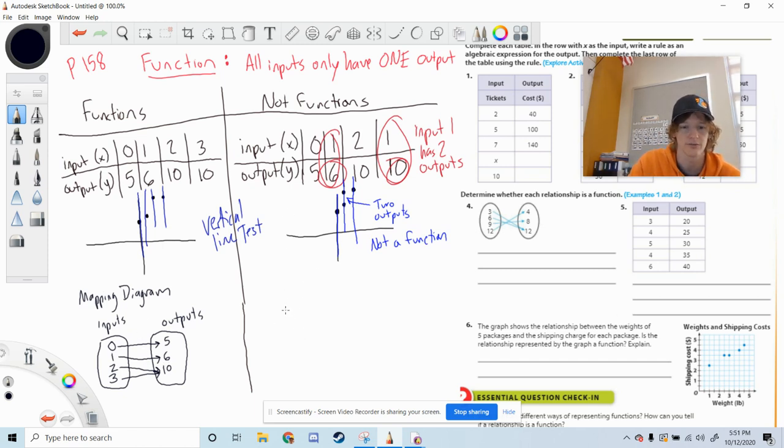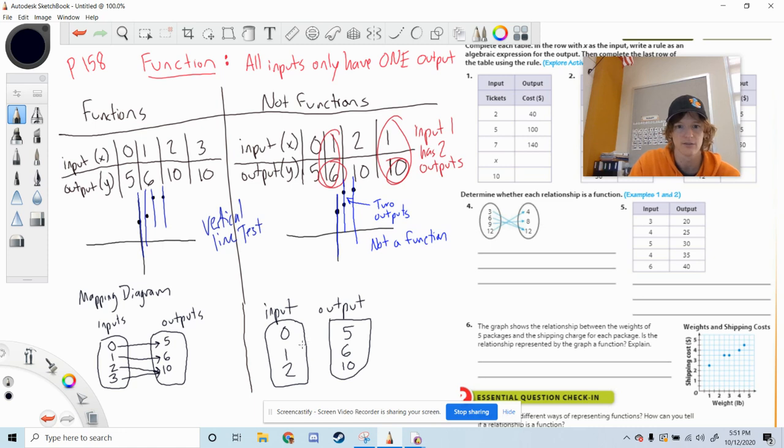But looking at our other one over here, we have our input and our output. On this one we went 0, 1, and 2. In our output we had 5, 6, and 10. So 0 went to 5, 1 went to 6, 2 went to 10, but also 1 went to 10. Notice right here, 1 has 2 outputs. So this again is not a function.